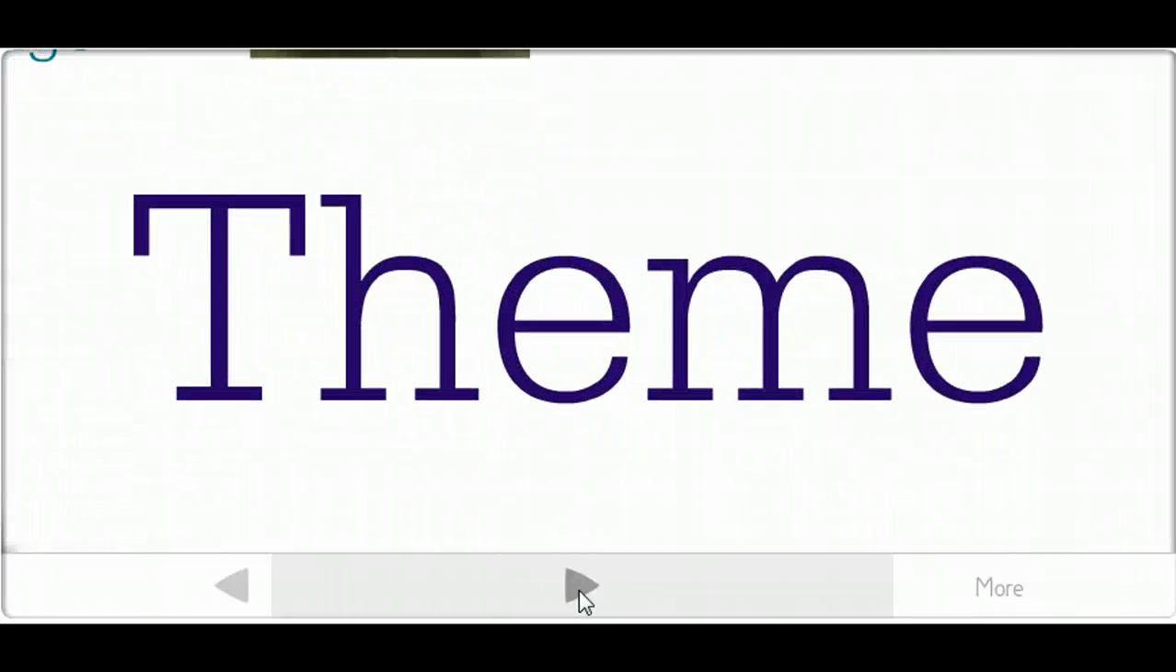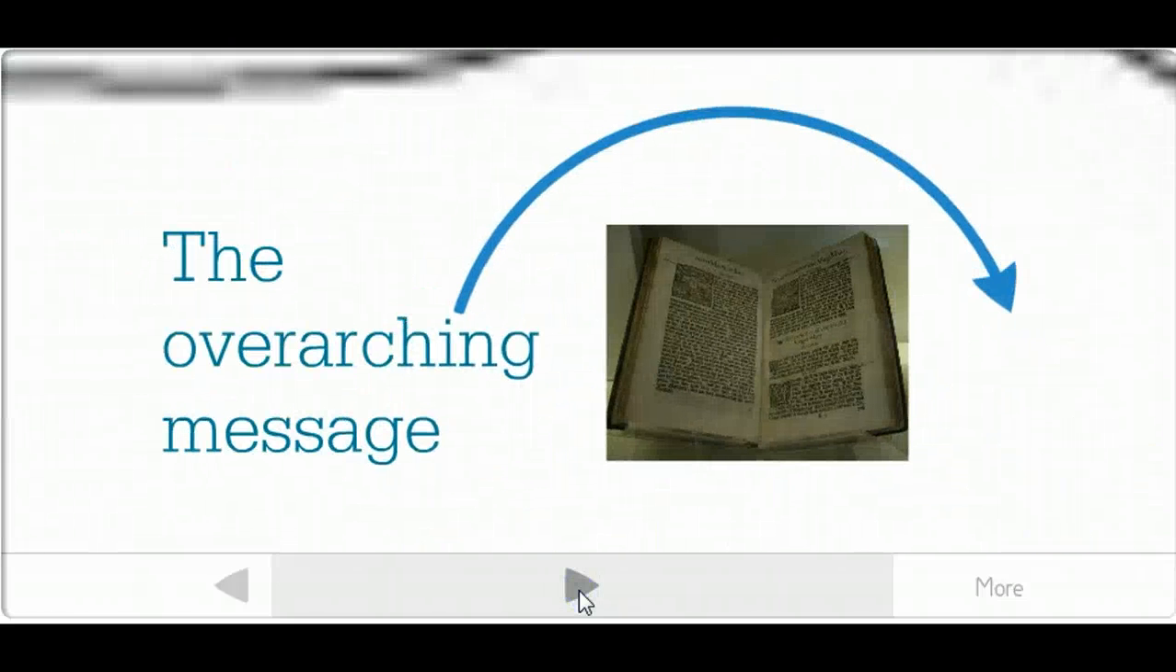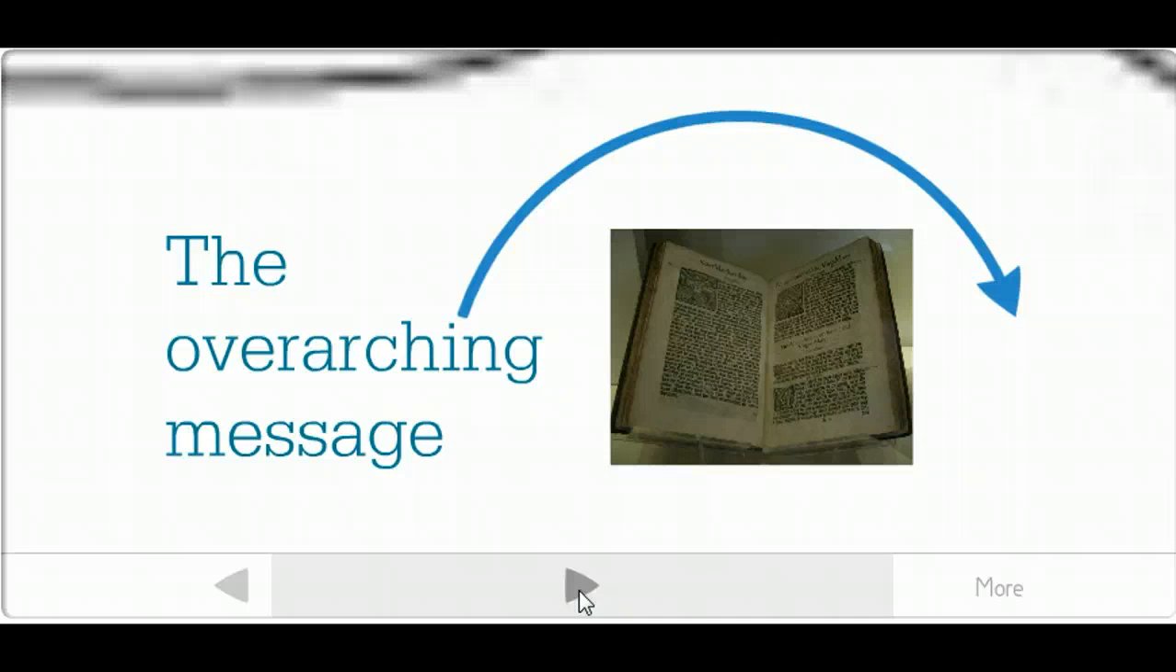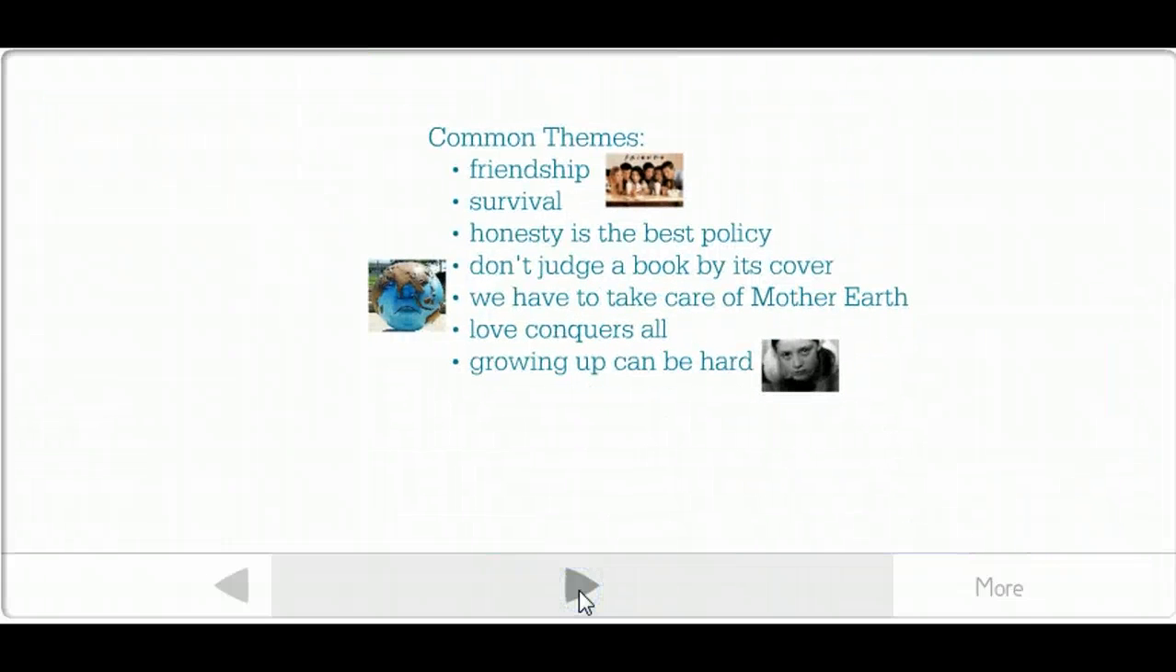And then the last literary element that we're going to discuss in our introduction today is theme. Theme is really hard for some people to grasp, but hopefully by the end of our short story unit, you will all understand theme. Theme is the overarching message. Common themes are friendship, survival, honesty is the best policy, don't judge a book by its cover, we have to take care of Mother Earth, love conquers all, and growing up can be hard.